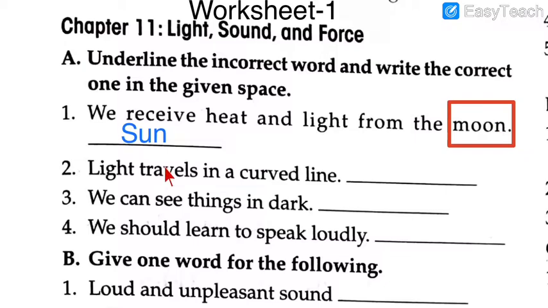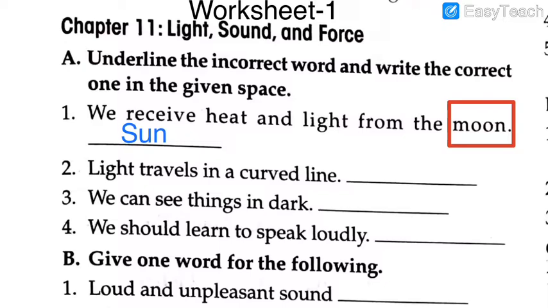Moving to number 2. Light travels in a curved line. Okay, your countdown starts now. 5, 4, 3, 2, 1, 0. So students, did you get the answer?